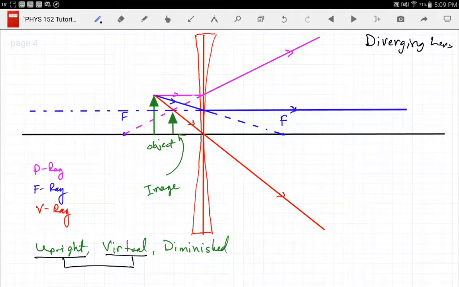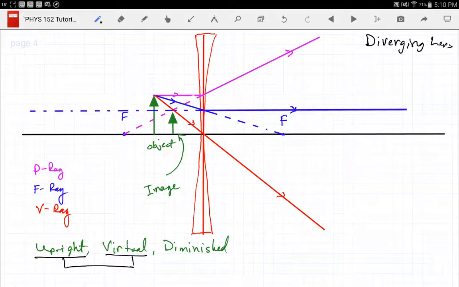Now I've done 2 constructions for the converging lens. I'm only going to do 1 construction for the diverging lens for a very simple reason. You are always going to be farther away than 1 focal length from the secondary focal point if you're using a diverging lens. Hence, you're always going to get this behavior. It doesn't matter where your object is. If you have a diverging lens, you're going to have an upright, virtual, diminished image.